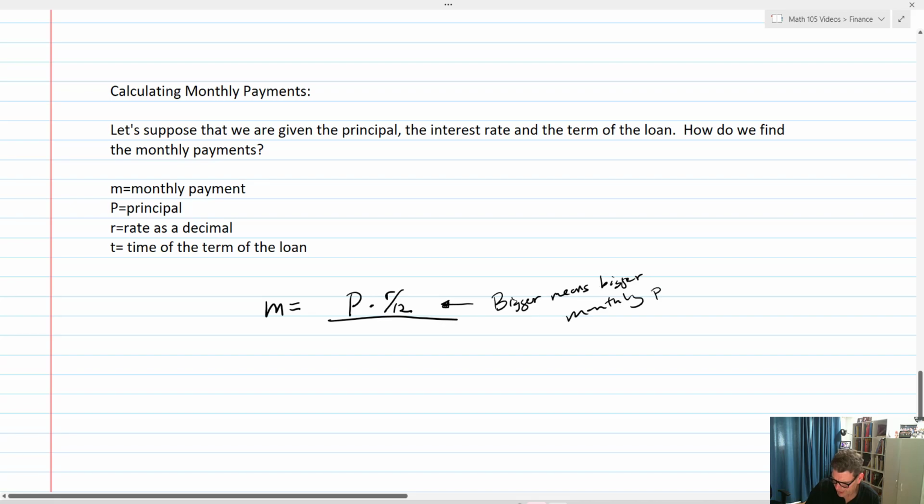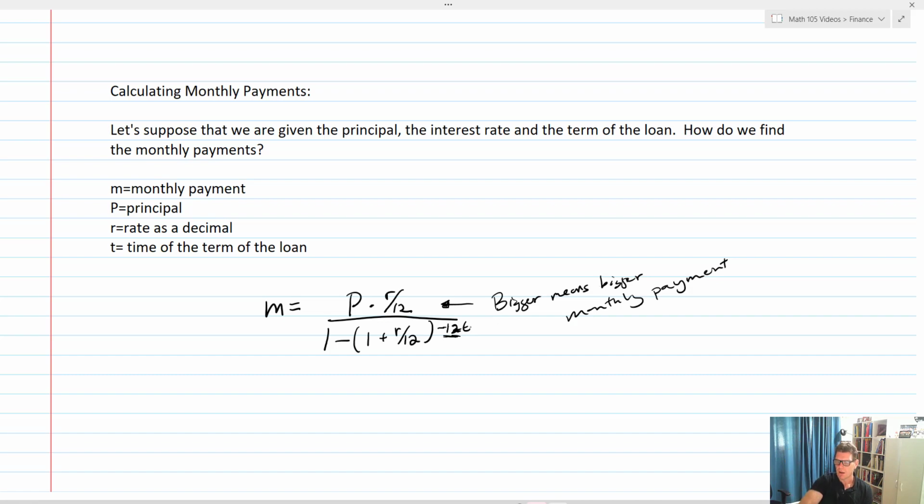Right? Kind of think about that. That's our relationship between the quantities. And then we'll divide that by 1 minus 1 plus r over 12 to the negative 12t. Now we said as the time gets bigger, this payment should get smaller. And that's actually true because notice this has got a negative exponent. So what happens with negative exponents is as they get bigger, the number that they're raising them to gets smaller.